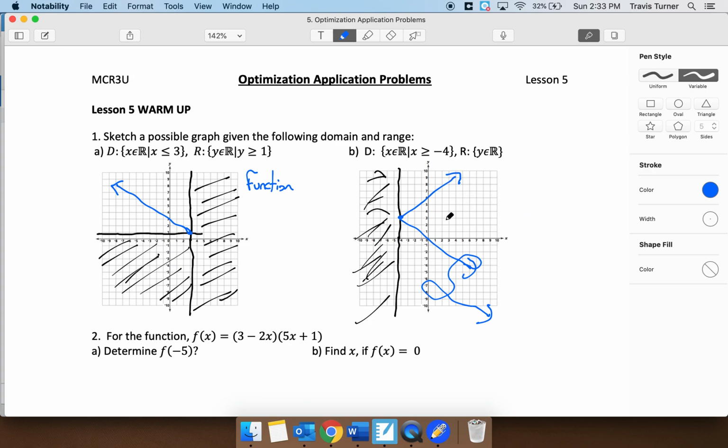In this way, there's no way to create this thing and make it a function. This was one of the questions in the homework, and it's actually kind of a trick that they threw in. But you can't have a function here fit these parameters, so this is just a relation, not a function.